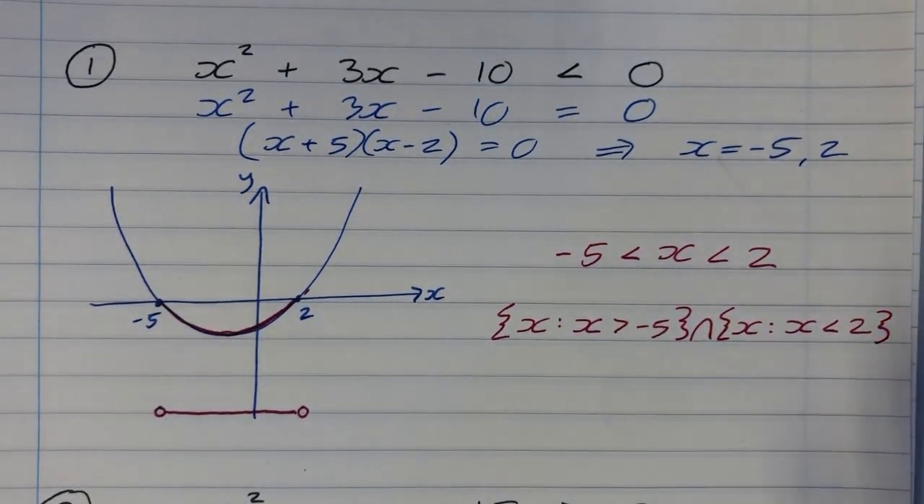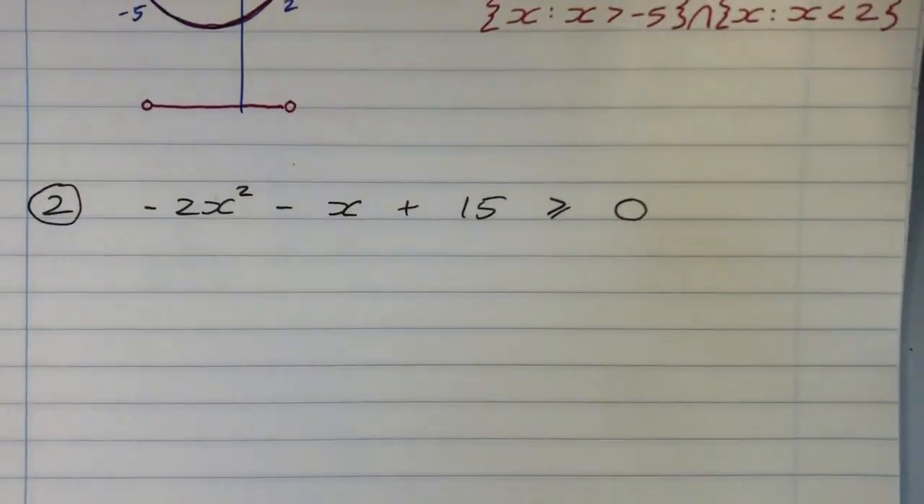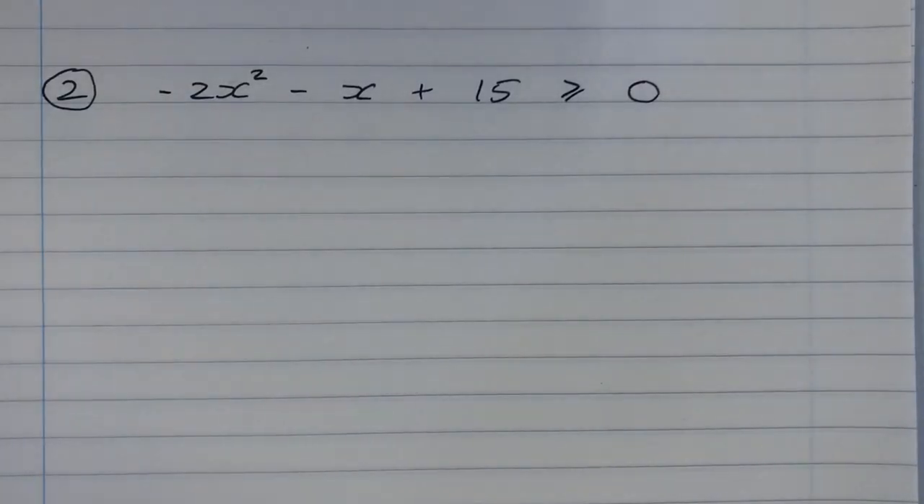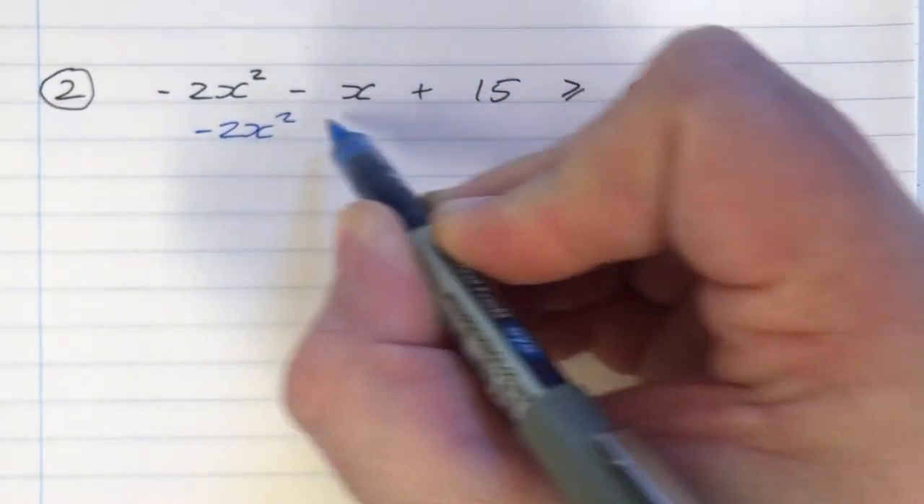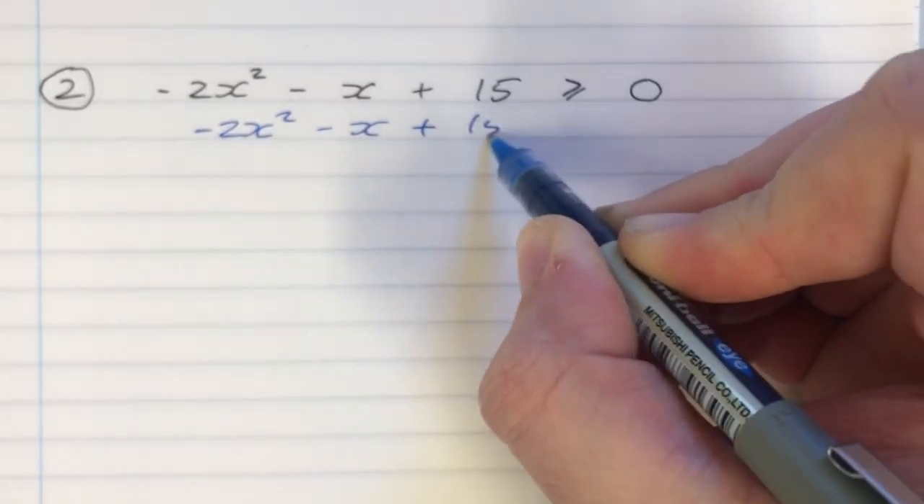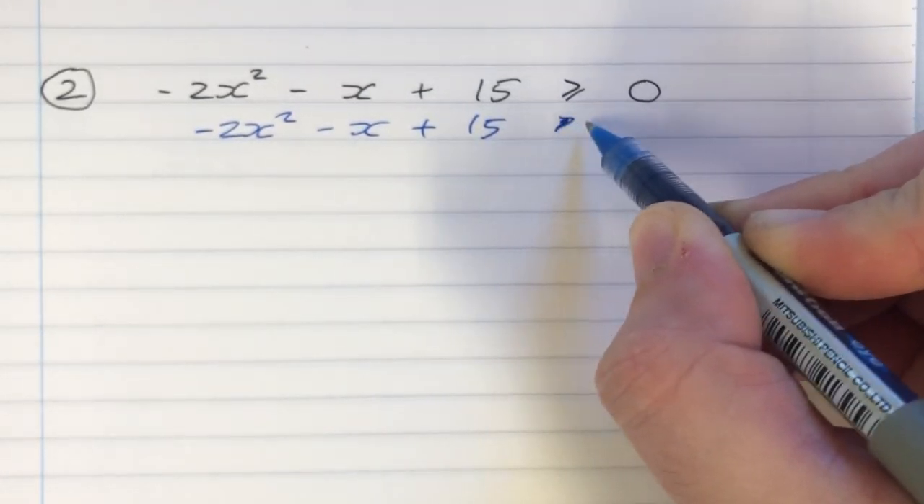All right, second example. Again, I'm going to take the inequality. In this case, it's minus 2x squared minus x plus 15 is greater than or equal to 0. And I'm going to solve the equivalent equation: minus 2x squared minus x plus 15 is equal to 0.